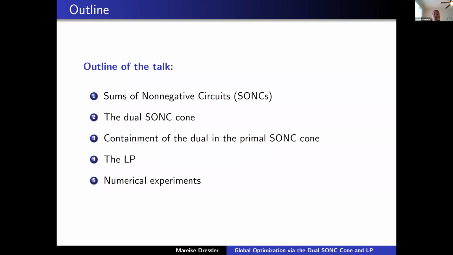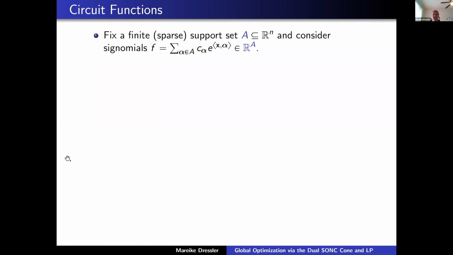Okay, so in order to introduce sums of non-negative circuits, I have to start with explaining what a circuit function is. So let's fix a sparse support set A and recall that we consider these Zignomials. Since the support set is fixed, we can identify a Zignomial with its coefficients. Yeah, so we have this canonical isomorphism. So we view both Zignomials and coefficients as functions or elements in R to the A.